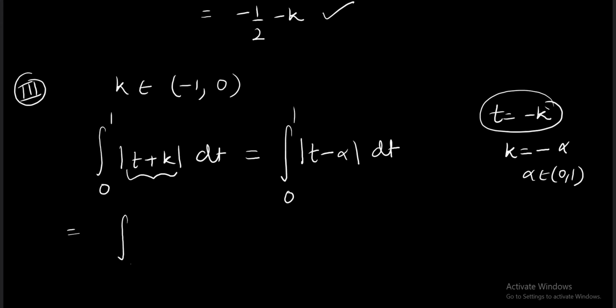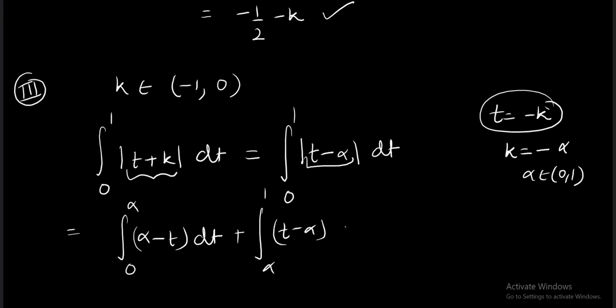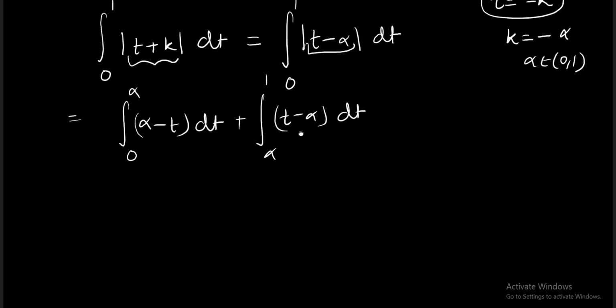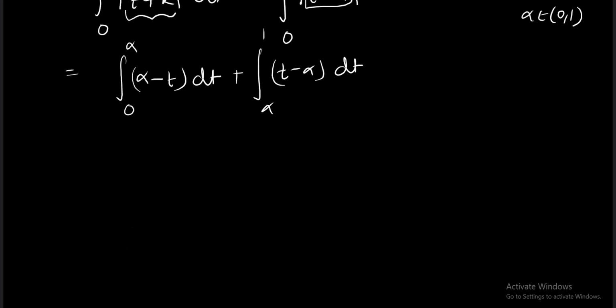Further, you can easily write it as 0 to alpha, and then alpha to 1. 0 to alpha means now you're taking the value of t somewhere between 0 to alpha. So t minus alpha will be negative. Negative means you can write it as alpha minus t and integrate it. Similarly, for alpha to 1, t is greater than alpha now, so this will become t minus alpha dt. Fine. Now what to do? Integrate it.